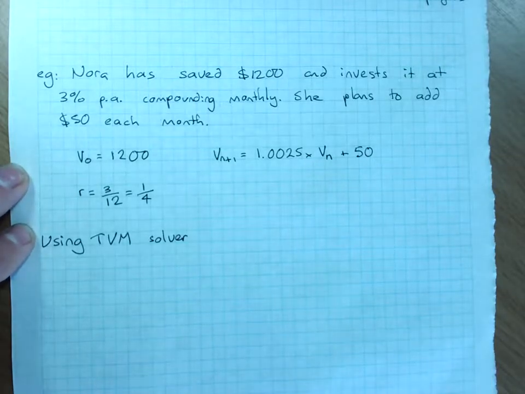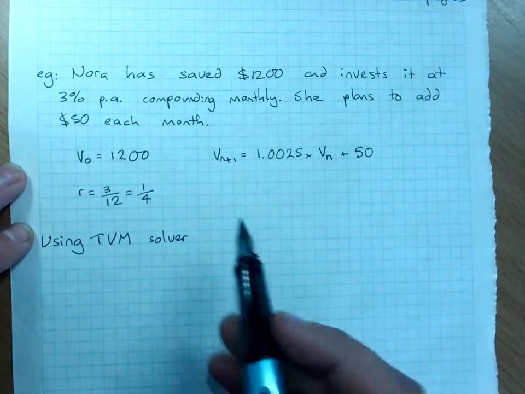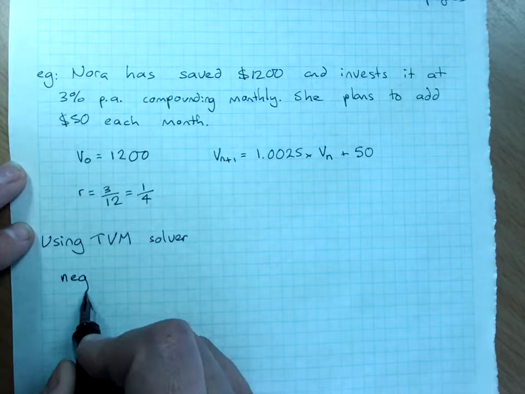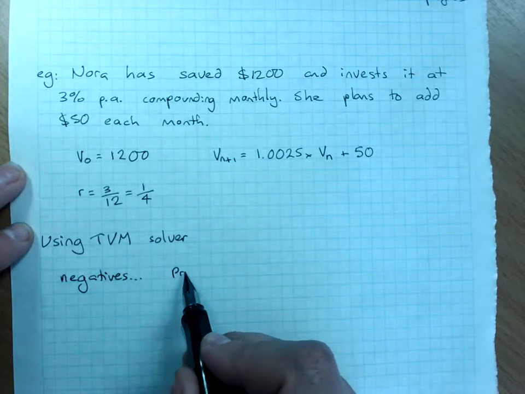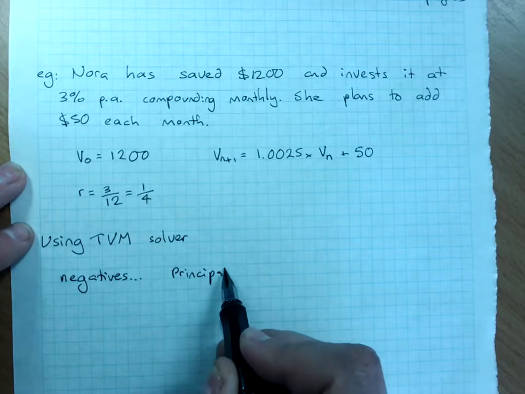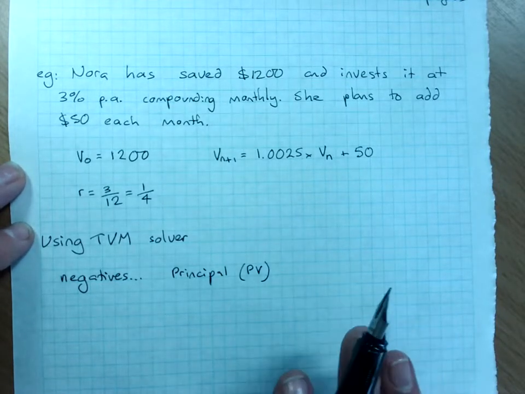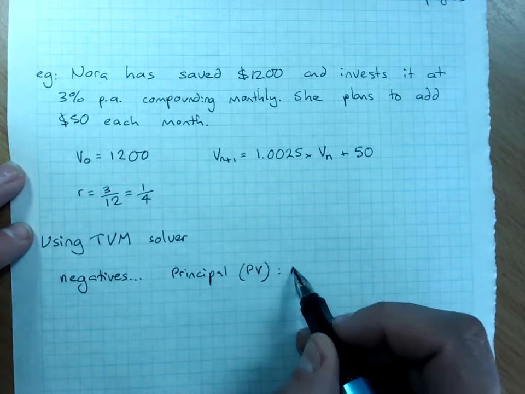And we could use the calculator if we wanted to calculate how much she has after 6 months, using the same method we always do. If you're using the TVM solver, everything is as usual. Obviously, of course, you've got to pay attention to the negatives. So the principal, which is our PV, because I'm investing the money, I don't have the use of that money, I'm handing it to someone else, that's going to be negative.